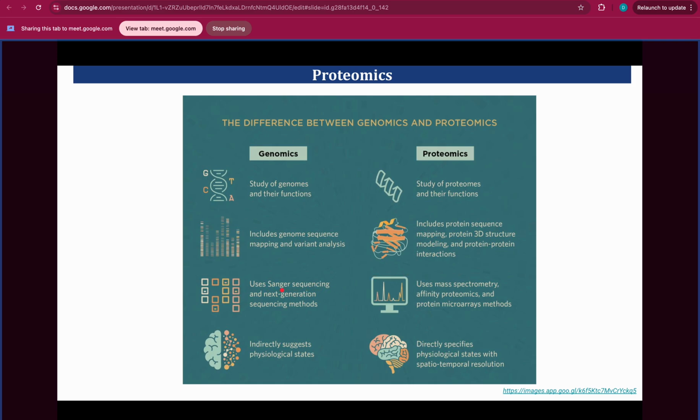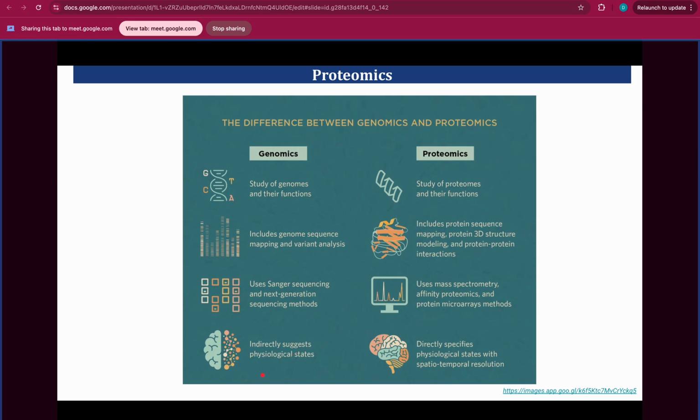For genomics we generally go for Sanger sequencing or next generation sequencing methods, whereas in proteomics we go for mass spectrometry for the different analyses. We can also go for affinity proteomics and protein microarray methods. We will discuss all these techniques one by one in the later slides.